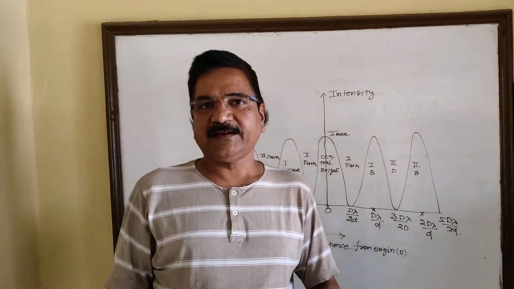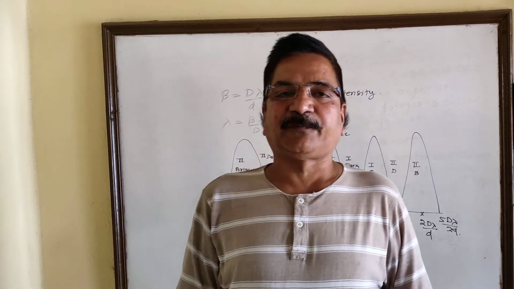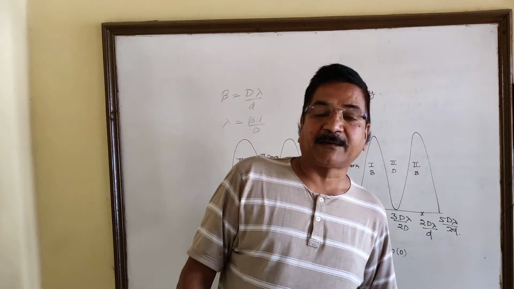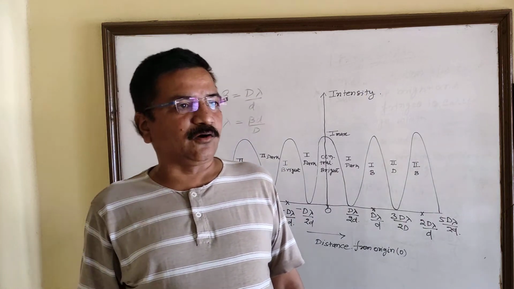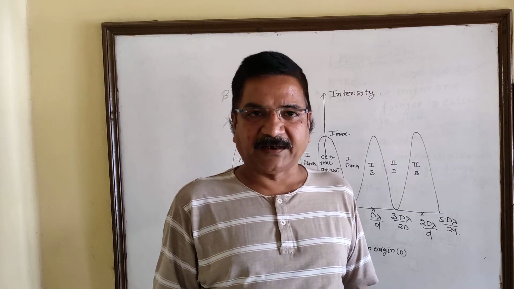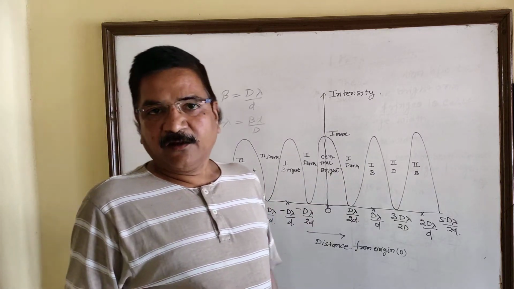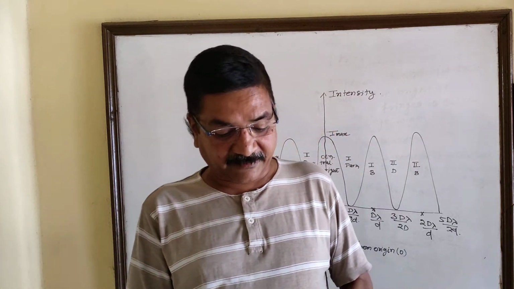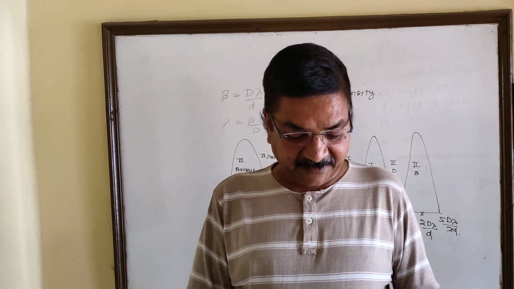And now we will discuss the sustained interference pattern. Sustained means permanent interference pattern. What are the conditions when you will get a sustained interference pattern? It means the position of bright and dark fringes should not change. So what are the necessary conditions for this? First, see what the sustained interference pattern is.